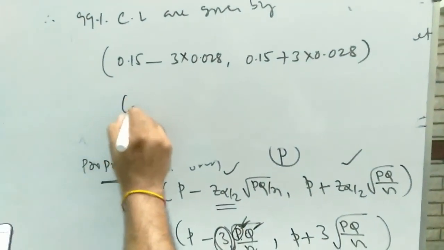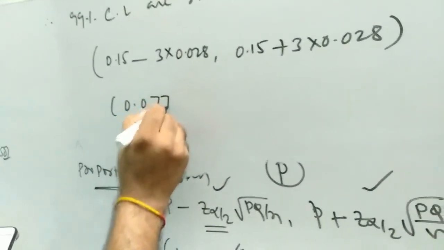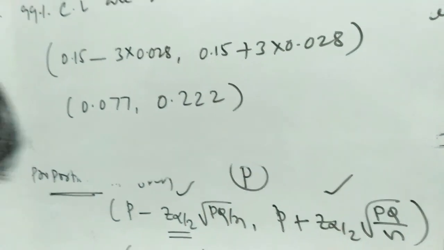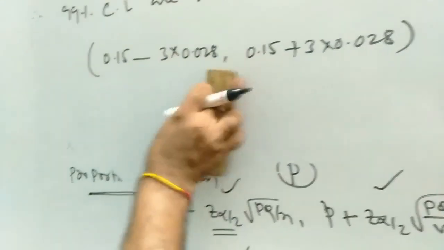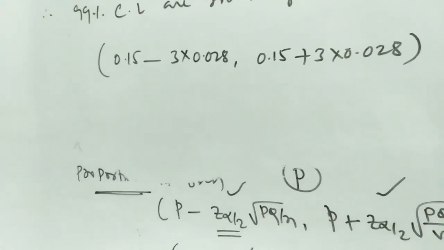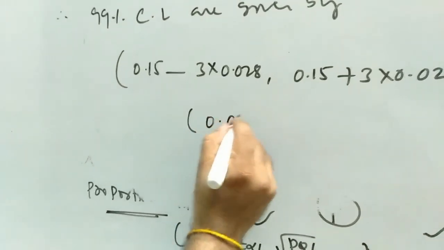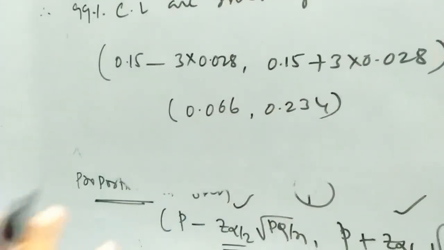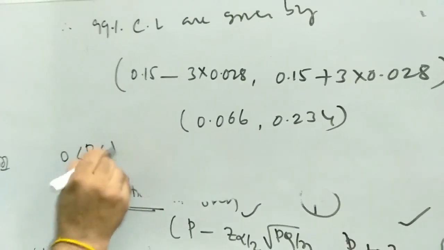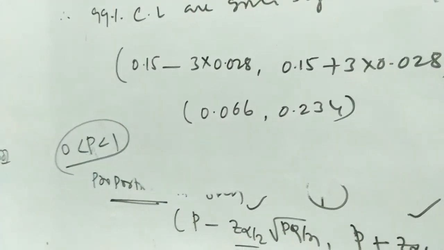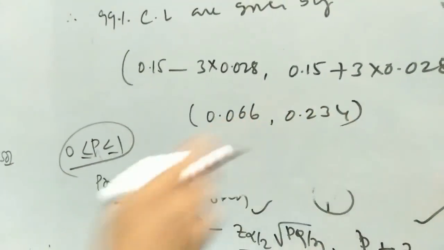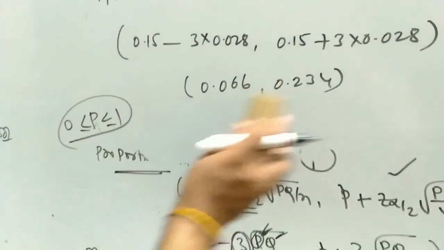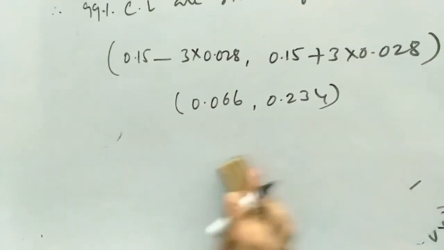So that are given by 0.077 and 0.222. These are the limits. So choose the value, and this value 0.066 comma 0.234. Because it is a probability, the value must lie between 0 and 1. The p value must be in between 0 and 1. So these values are 0.066 comma 0.234. The population proportion will lie in between the two limits. That is the required solution.